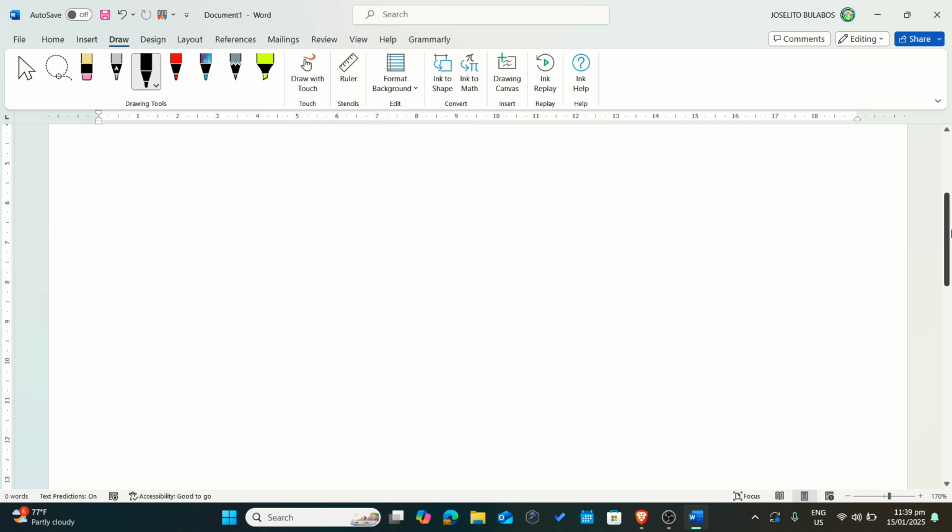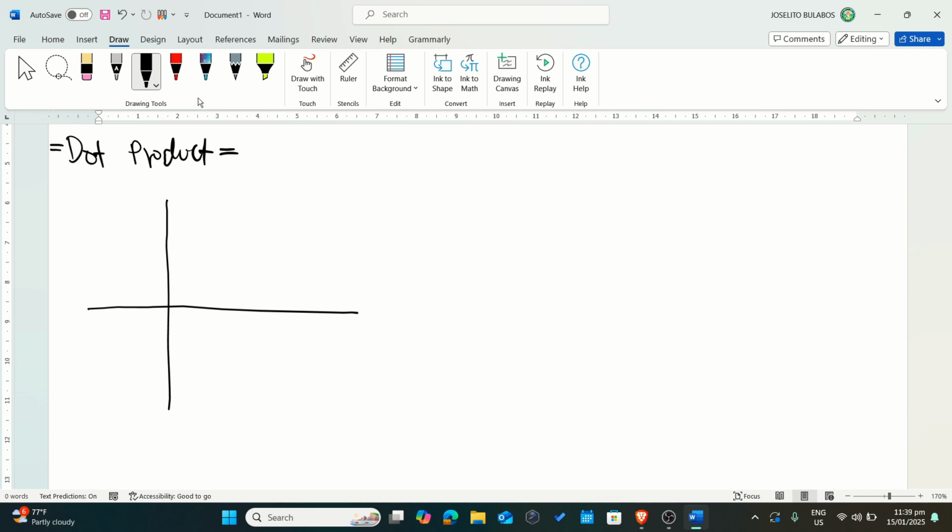Now, let us understand further what we can do with these two. Let's start with the dot product. What is this, and what is the underlying principle behind it? Suppose we have vector A, and then we have another vector B, and they are separated by a certain angle theta.